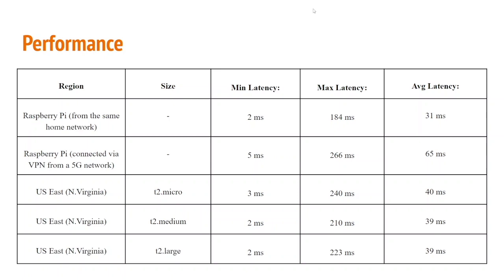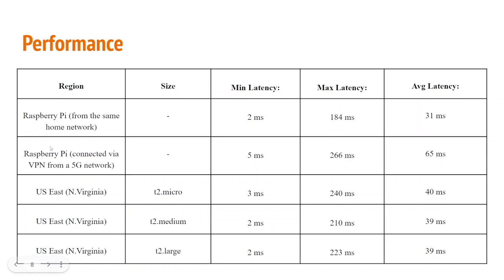Let's look at the performance of different experiments. We connect to different Pi-hole services and perform an inquiry to about 200 websites across the world. The first row is the traditional setting, where I access about 200 websites from a home network connecting to a Raspberry Pi. The latency is about 31 milliseconds on average, and the range is from 2 to 184 milliseconds.